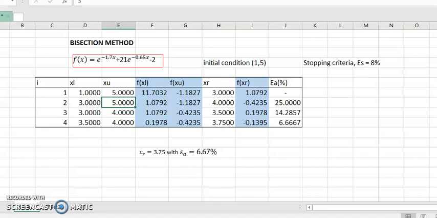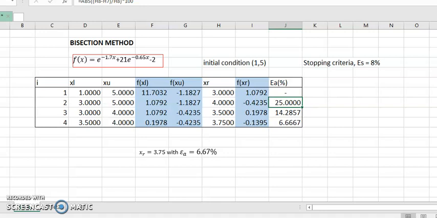Okay, next, just find your f of XL and f of XU. And also you can find your new XR, and then find the f of XR. After that, compute your epsilon A. And since this epsilon A does not satisfy the stopping criteria yet, you must continue your computation.